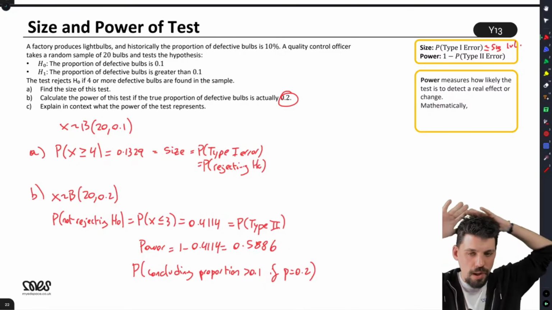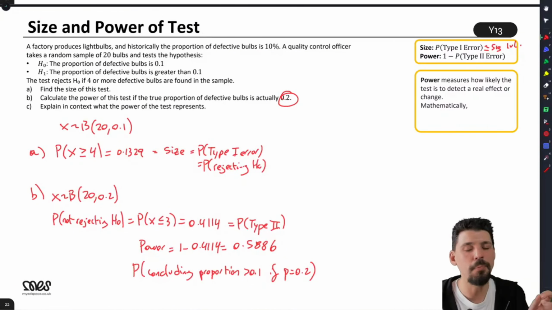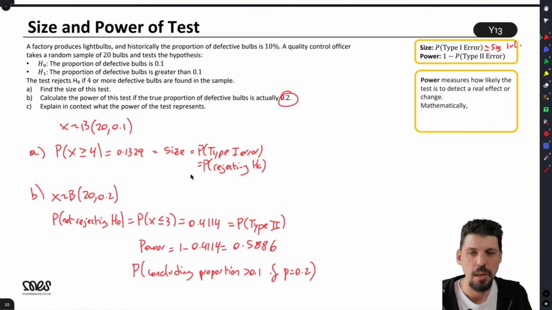So literally, type 1 really is your significance level. It's the probability of rejecting H naught. Just think of it that way. It's the probability of rejecting H naught when you shouldn't. So think of it this way.